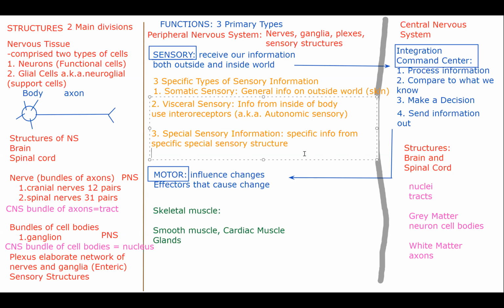So things like vision, things like taste, things like smell, things like hearing, balance, equilibrium, those are our special sensory information, and they are provided by special sensory structures. So those are the three branches of our sensory, the three specific types of sensory.